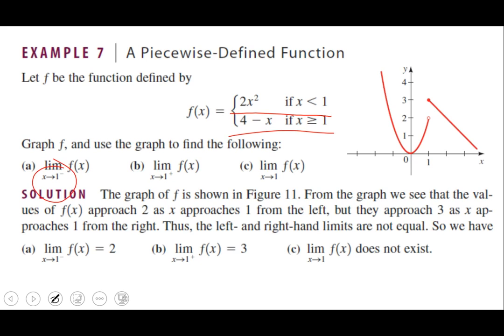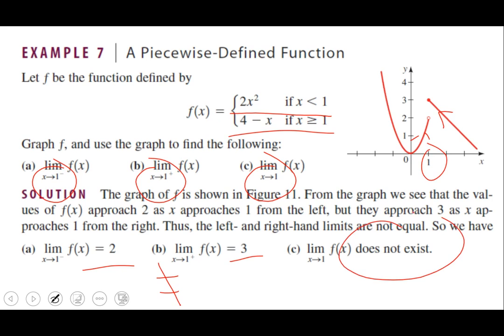So the magic number in each of these cases is 1. First, you're going to consider it from the left side, then the right side, and then all together. So if 1 is the magic number and you're doing the left-hand approach, it's getting closer to a y value of 2. If the magic number is 1 and you're doing a right-hand approach, you're getting closer to the magic y value of 3. Because the left-hand limit and the right-hand limit do not equal each other, that is why you would conclude that the entire limit itself does not exist.